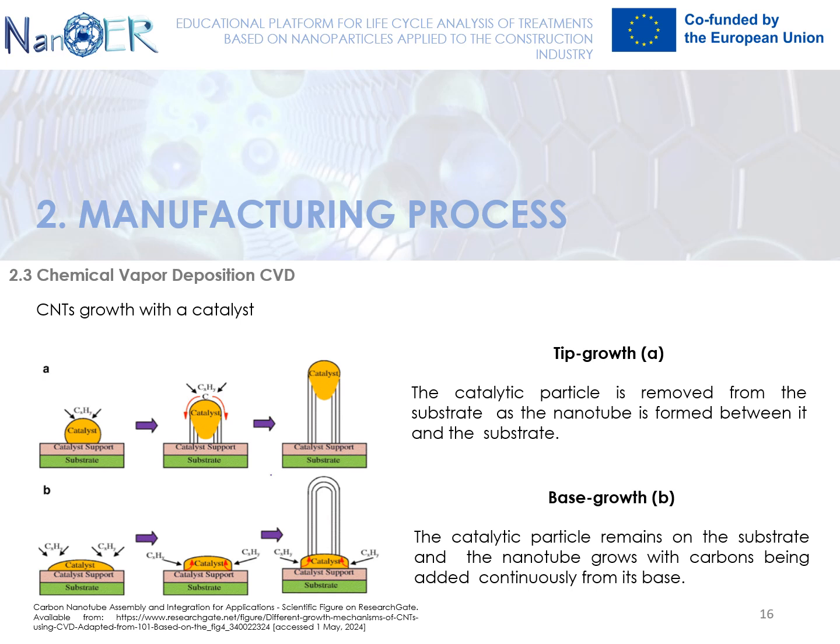There are two different types of CNT growth according to the position of the catalyst. According to the tip growth, the catalytic particle is removed from the substrate as the nanotube is formed between it and the substrate. According to the base growth, the catalytic particle remains on the substrate and the nanotube grows with carbon being added continuously from its base.